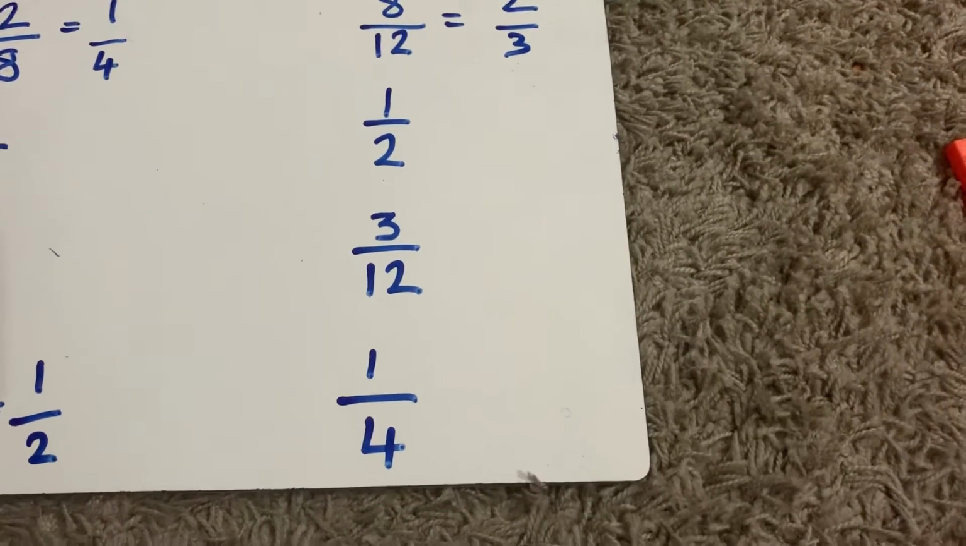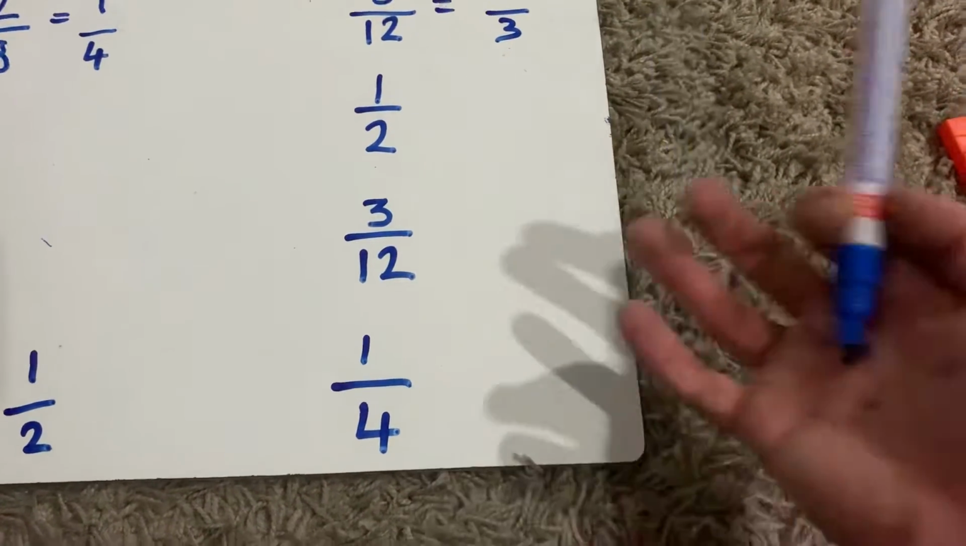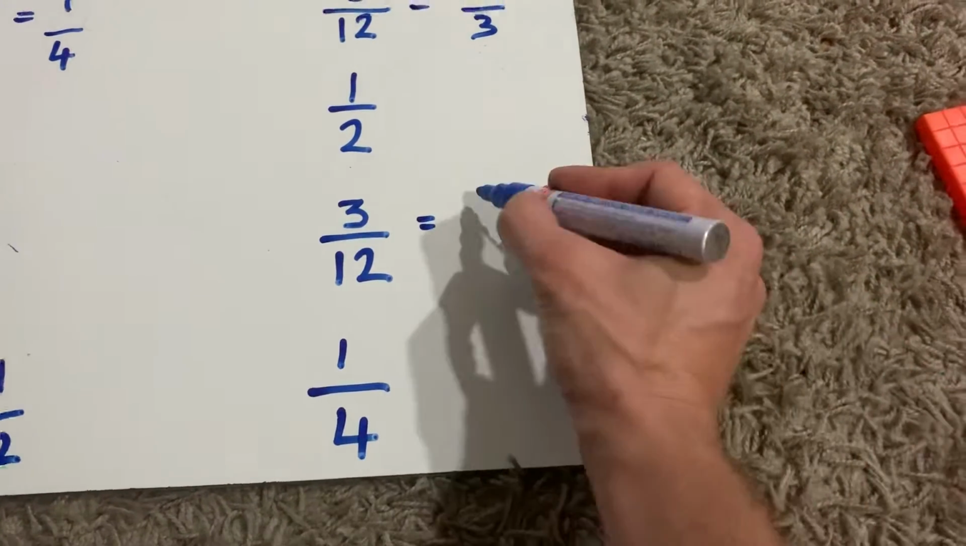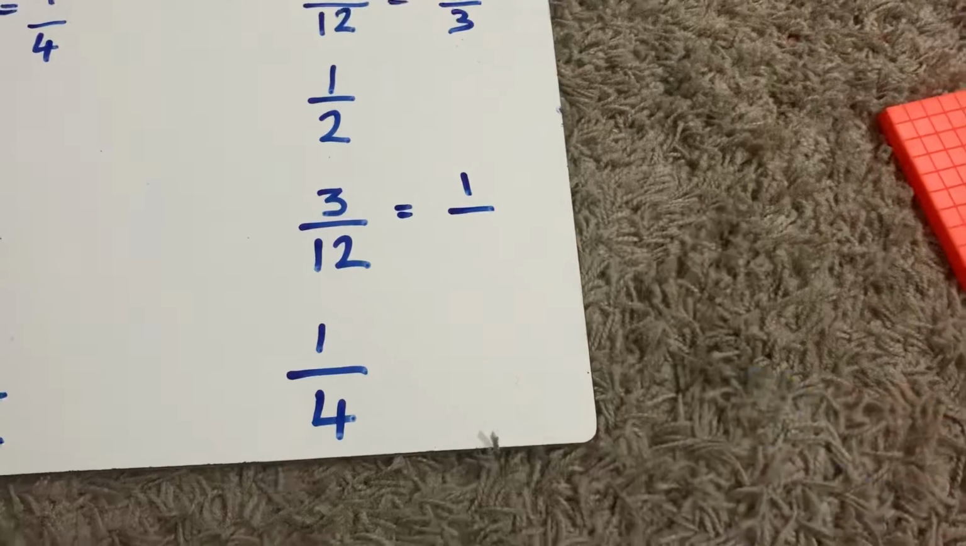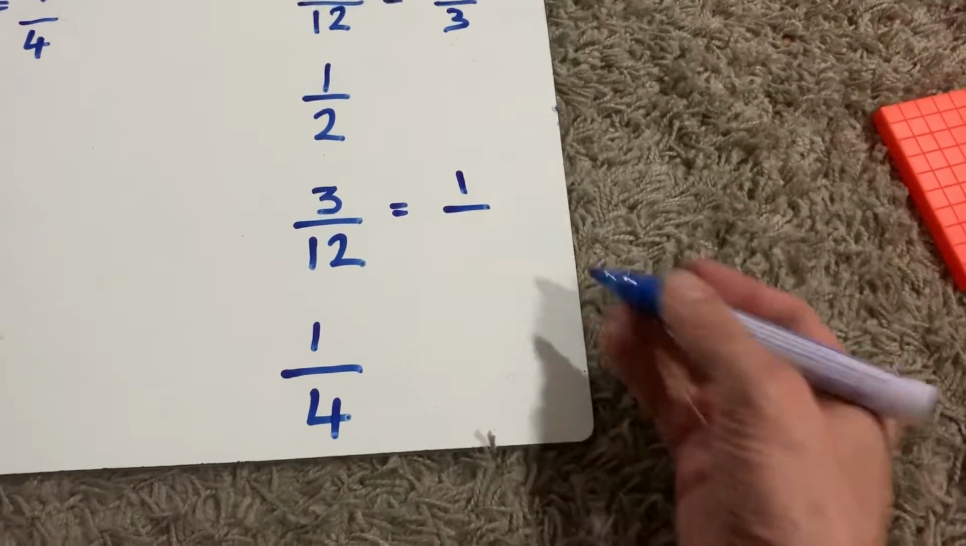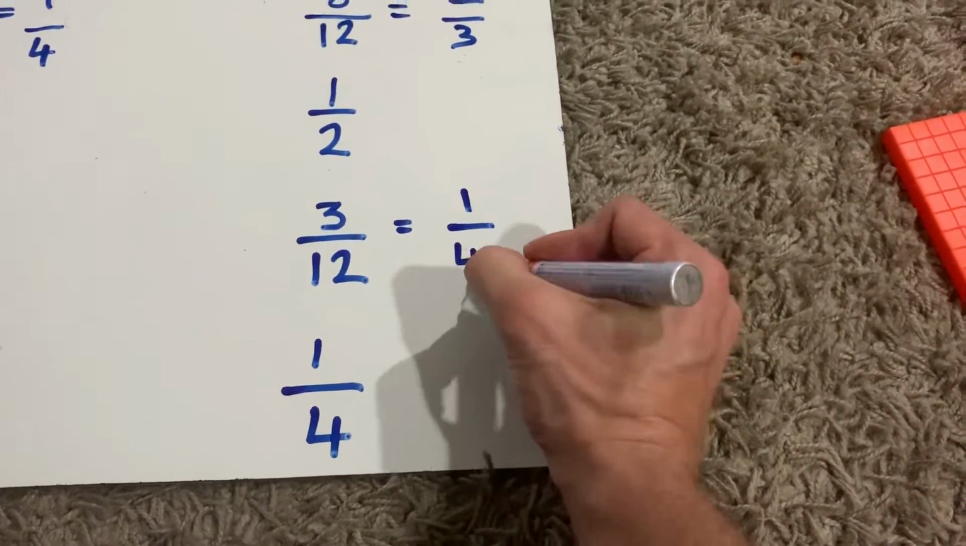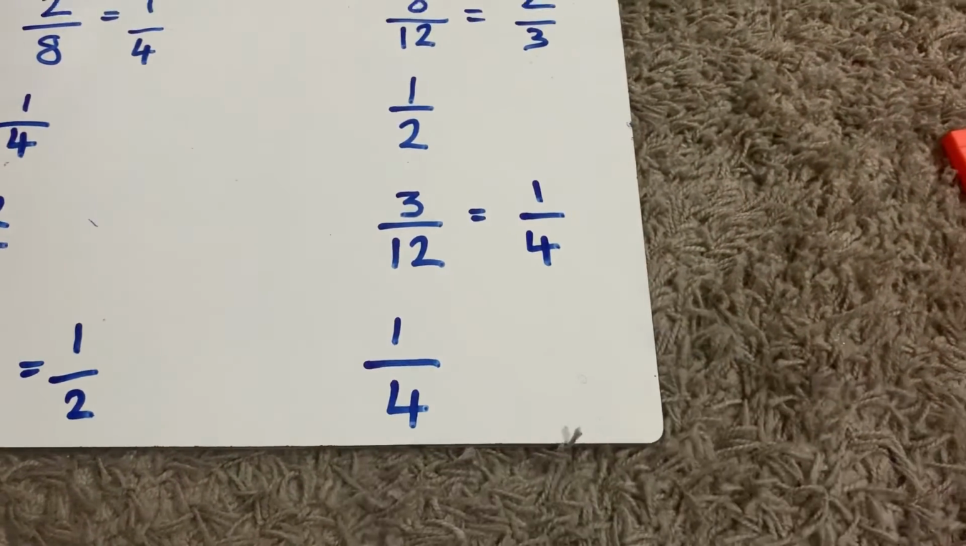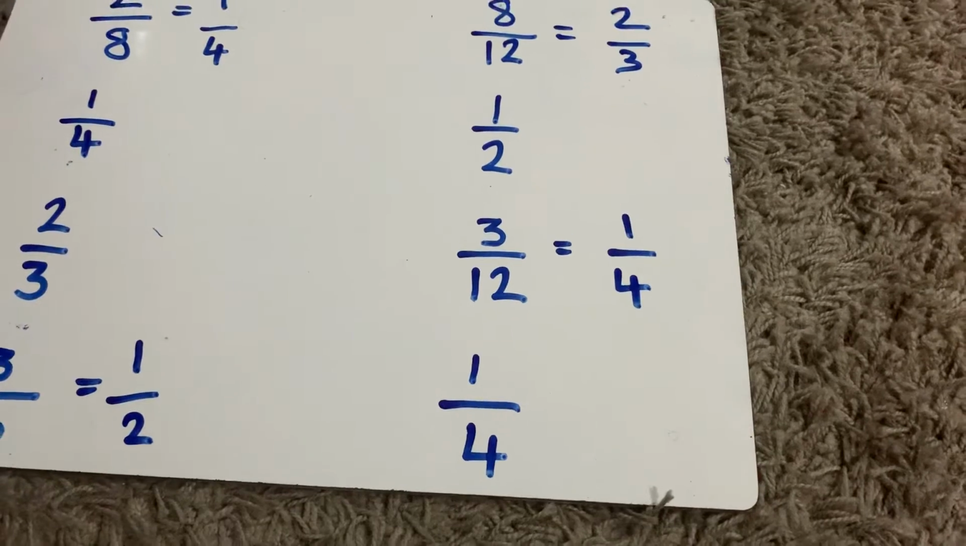I'm looking for patterns again. I know that 3 goes into 3 and 12. So I know a 3 goes into 3 one time, and I know that 3 goes into 12 4 times. So 3/12 is the same as 1/4. And here again, I have a 1 as a numerator, so that tells me it can't be simplified.